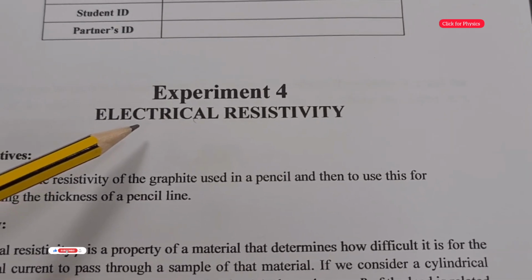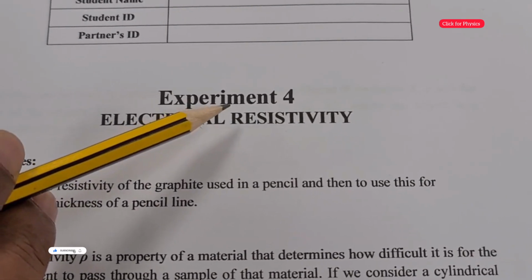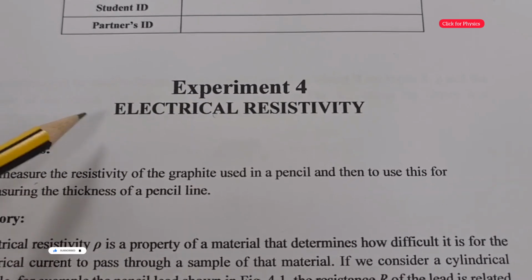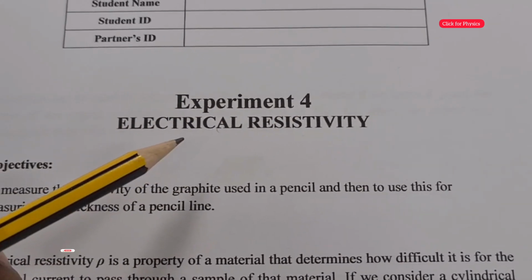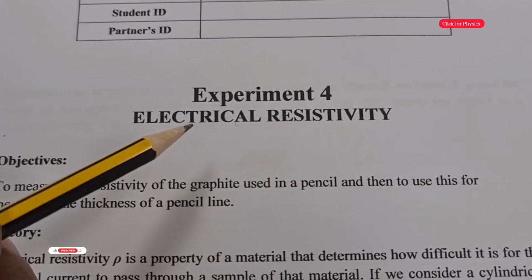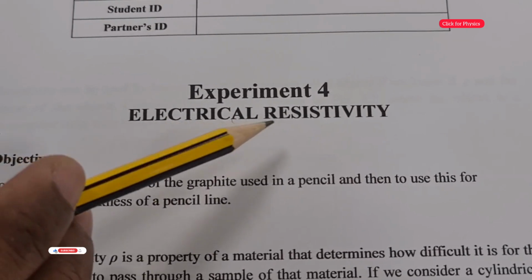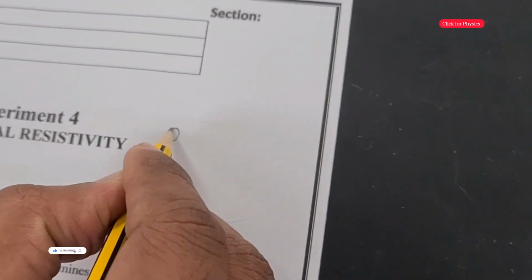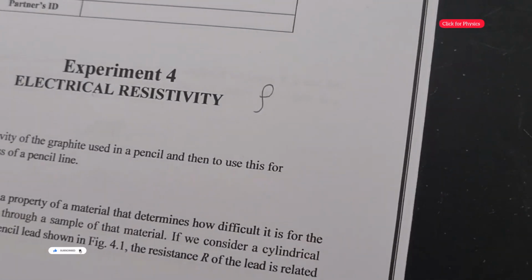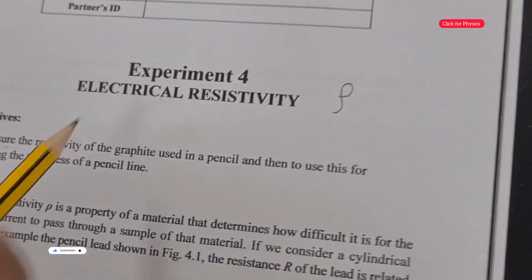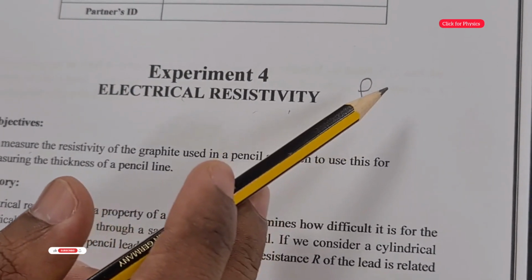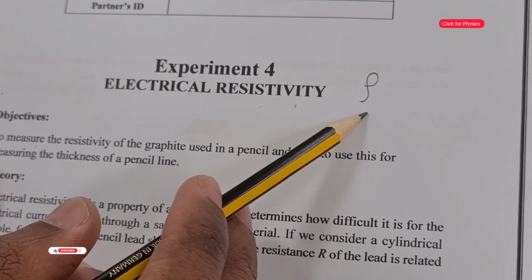Today I am going to explain experiment 4 of Physics 2, electrical resistivity. You will study this concept in chapter 26 of Physics 2. Electrical resistivity is indicated with the letter rho. Here rho is not density; rho indicates the electrical resistivity of a material. Each and every material has its own electrical resistivity value.